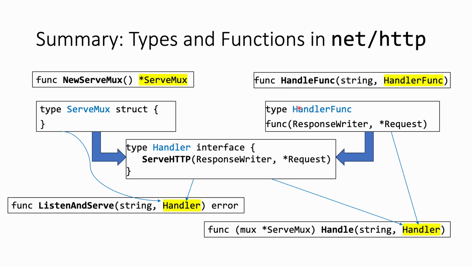The function type HandlerFunc is also the type of the second argument of function HandleFunc. And finally, function NewServeMux creates a new instance of ServeMux type.